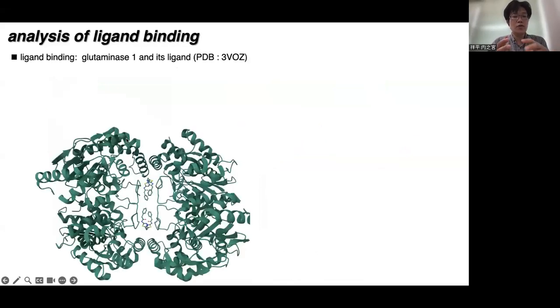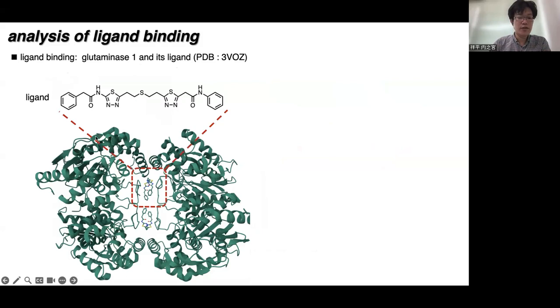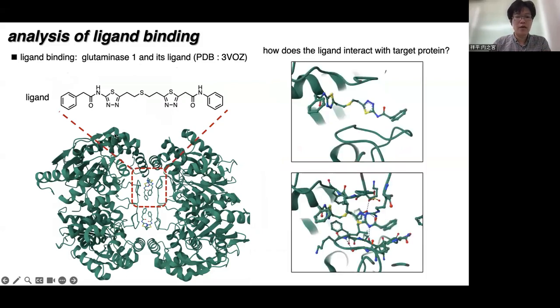So this technique also can provide the binding formation of the ligand. This is an example. This is a protein called as glutaminase 1 and its ligand. So this is the structure of glutaminase 1, and you can find something here. This is actually the ligand. So you can know how the ligand interacts with target protein. So this is a ligand, and this is a protein structure.